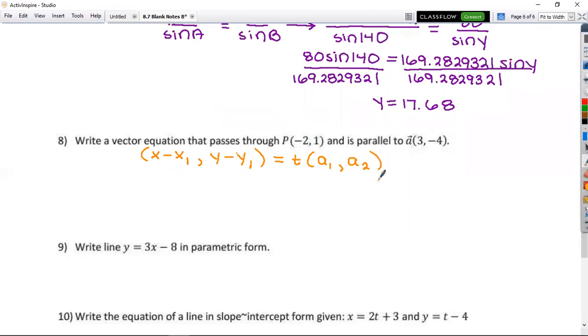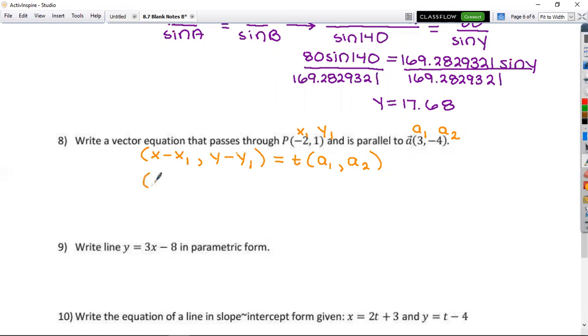All right, so to write your vector equation, all you're going to do is sub in. So again, this is your x1, this is your y1, this is your A1, and this is your A2. And you just place them in here, and then you have to stop. You don't want to go any further with this.